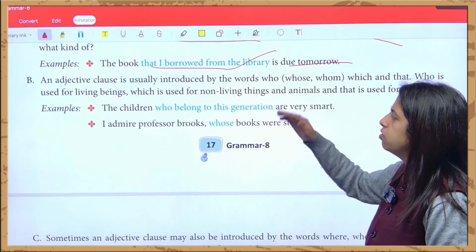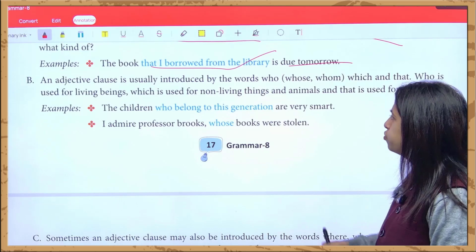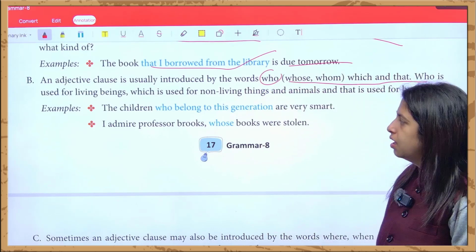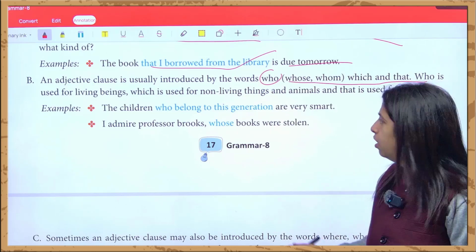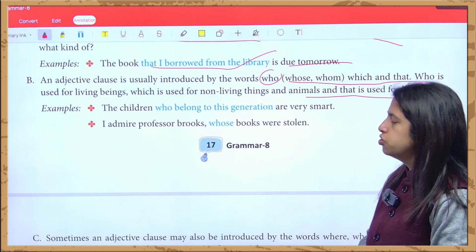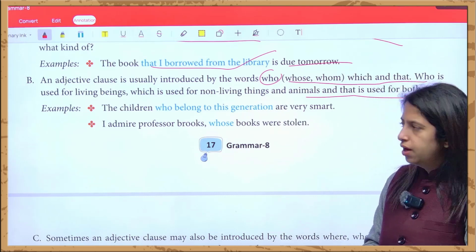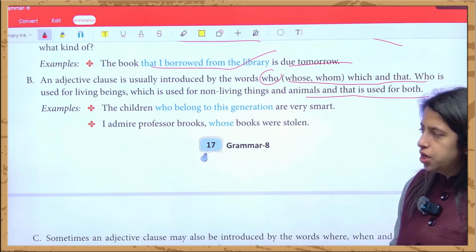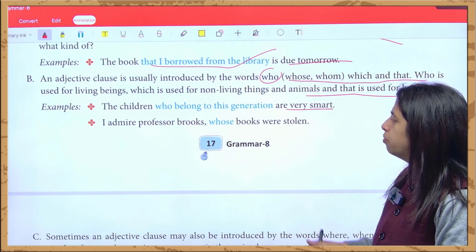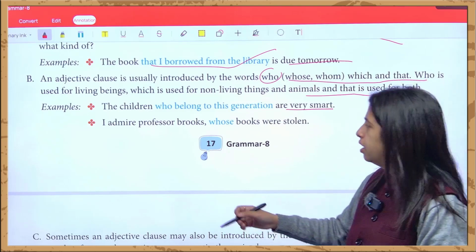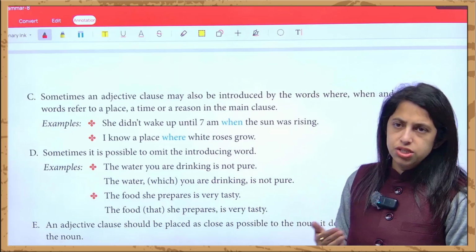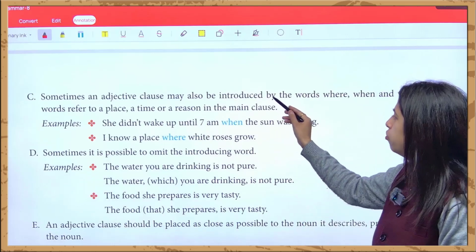Next, adjective clause is usually introduced by the WH words who, whose, whom, which, that. This, that, who किसके लिए यूज होता है? For living, non-living, animals; that is used for both. और हम देख सकते हैं, which is used for non-living and that for both. Children who belong to this generation, they are very smart, बहुत smart हैं. I admire the professor whose books were stolen.